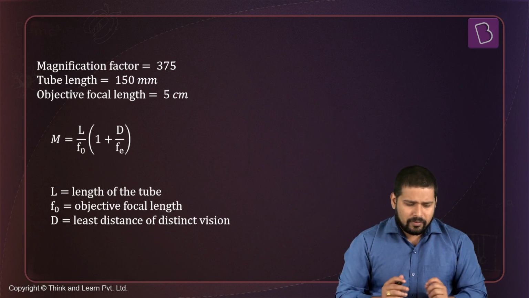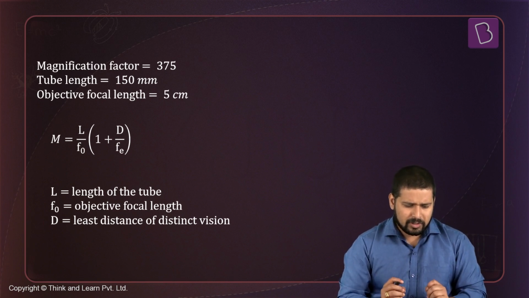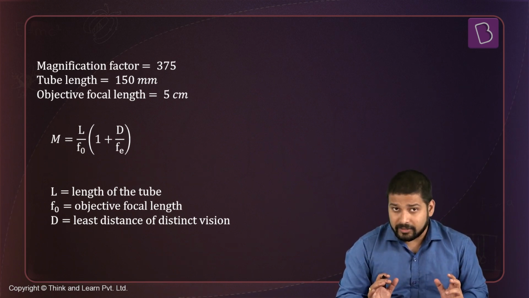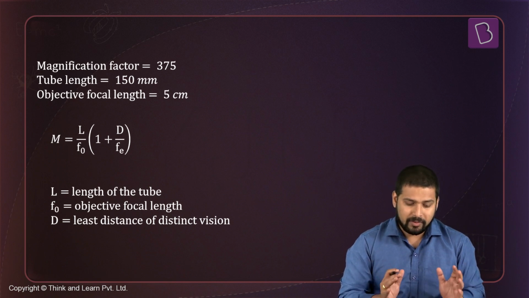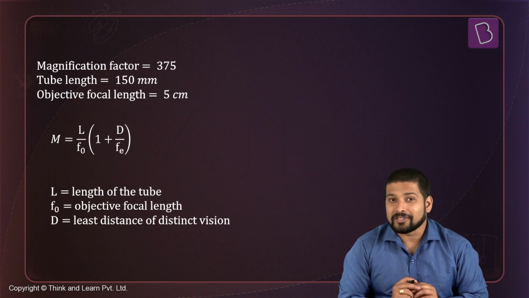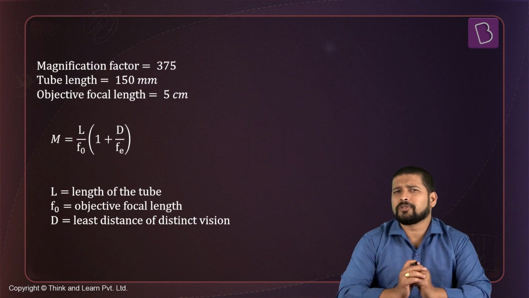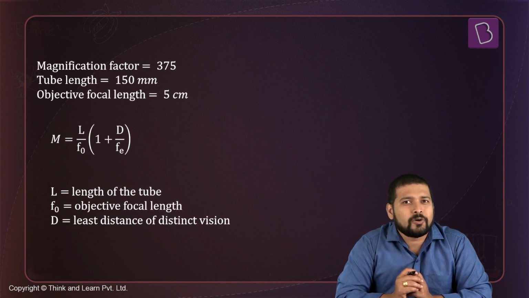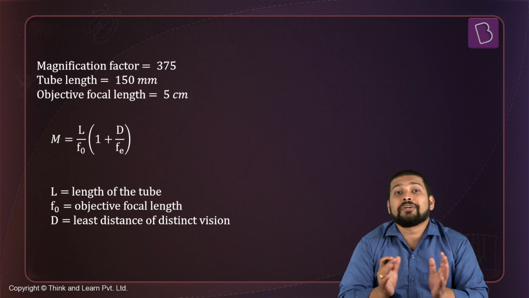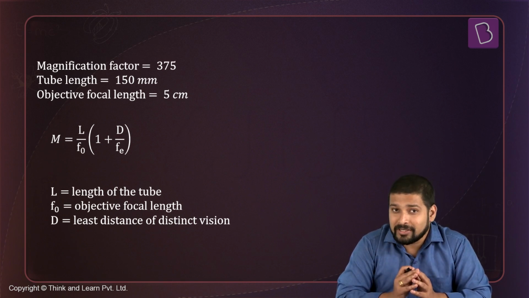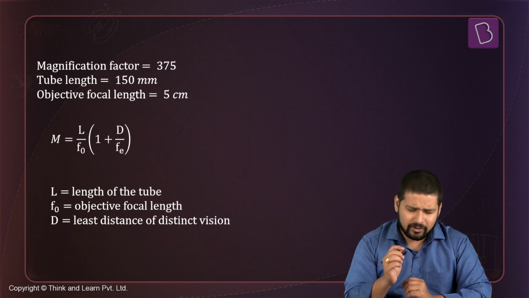Now, if you notice, you have got two units of length in this, right? One is in centimeters and one is in millimeters. But if you look at the options, all the options are in millimeters. So a wise thing to do would be to convert everything in terms of millimeters and then plug it into this formula. So let's do that.